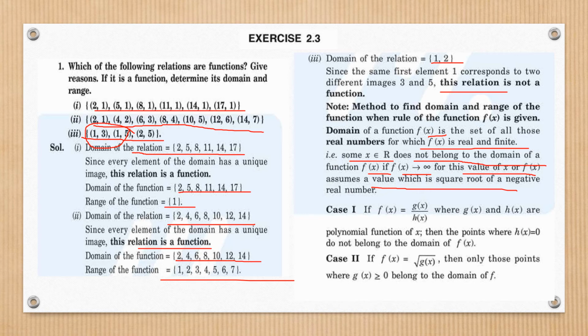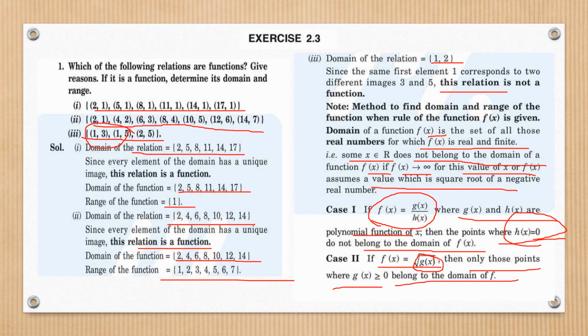So case 1 is when f(x) is a rational function g(x)/h(x), where g(x) and h(x) are polynomials, and h(x) is not equal to 0. You have to take those values for which h(x) is not equal to 0, like we did in our previous example. Those values which make the function non-existent do not belong to the domain. And in case of a square root function, we will take only those points for which g(x) is greater than or equal to 0, because a negative value will make it a complex function.